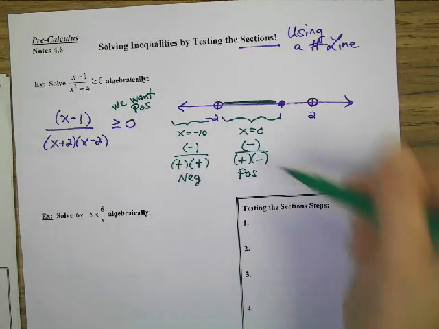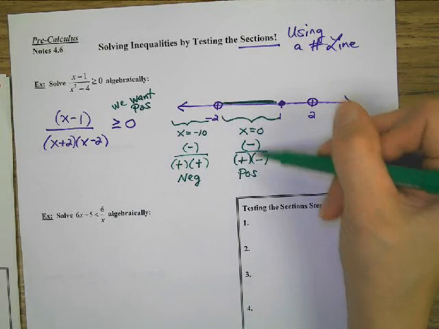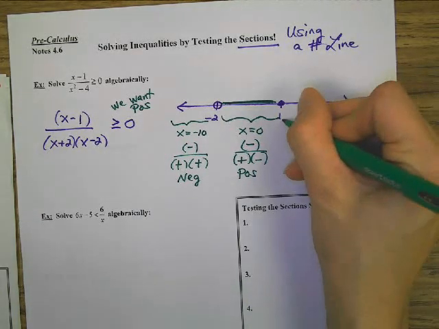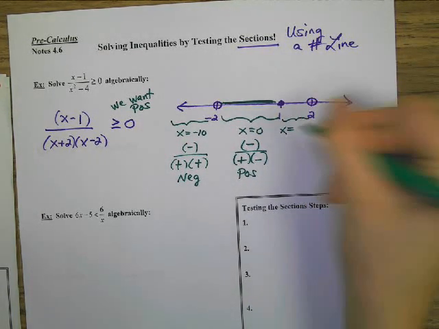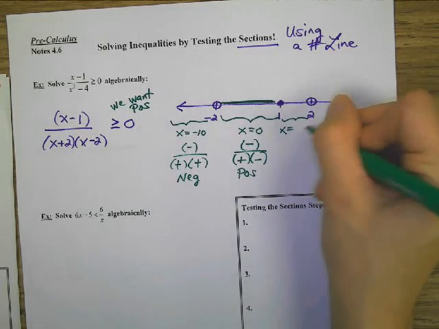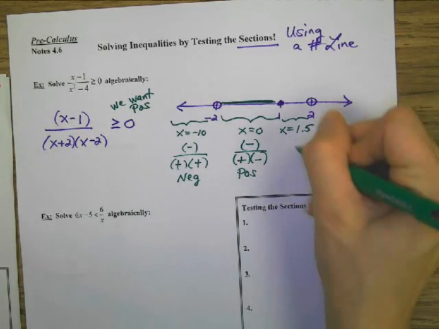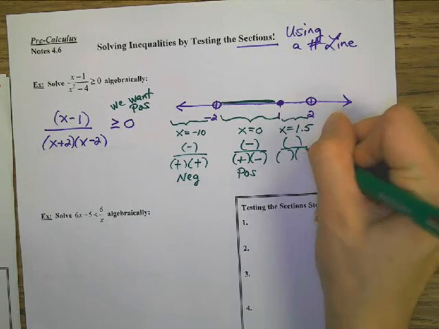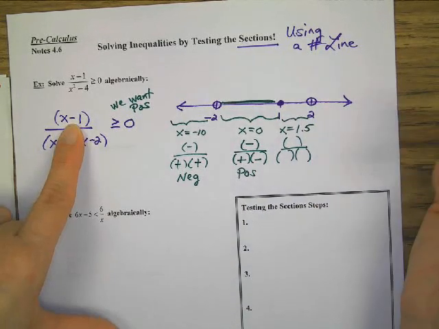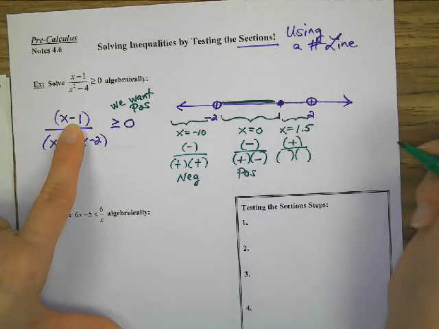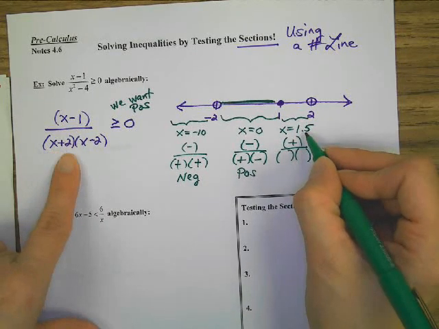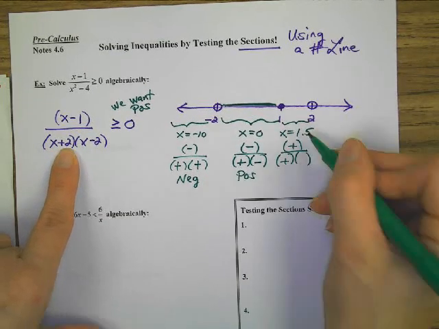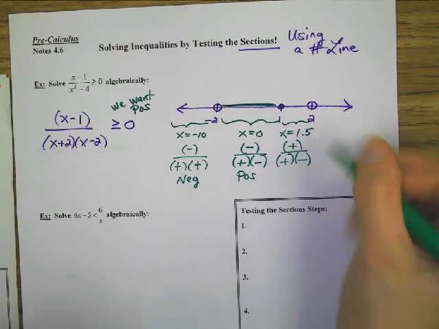This section right here, we're going to have to test between 1 and 2. Let's do 1.5. You have to have 3 sets of parentheses. 1.5 minus 1, that's positive. 1.5 plus 2, that's positive. 1.5 minus 2 is negative. A positive divided by a negative. This section is negative. That's not what we want.